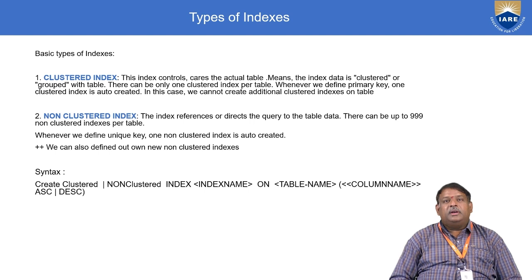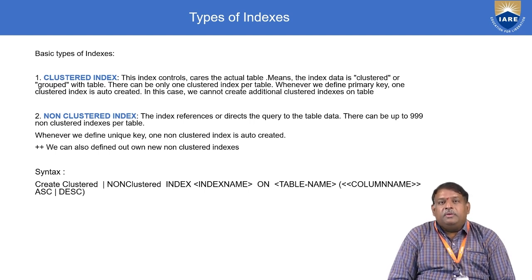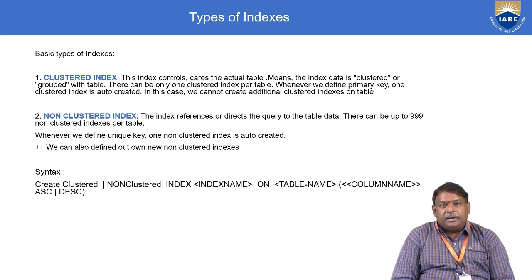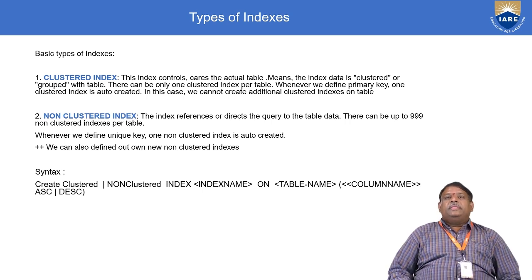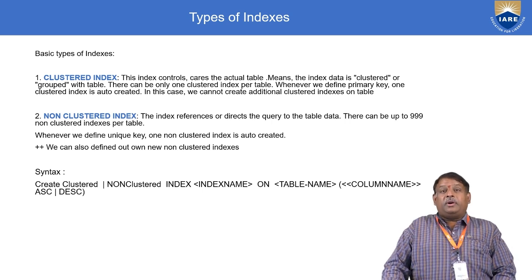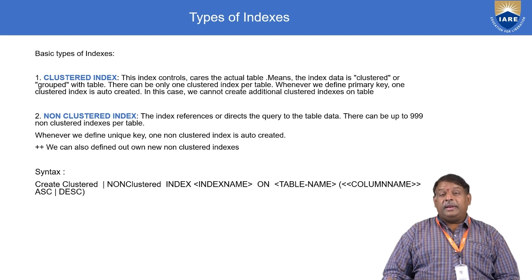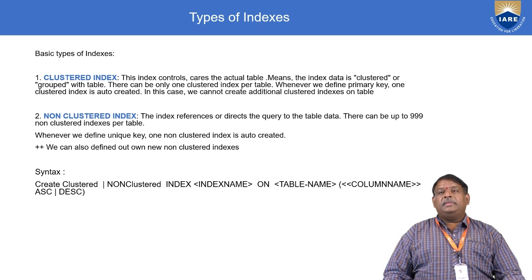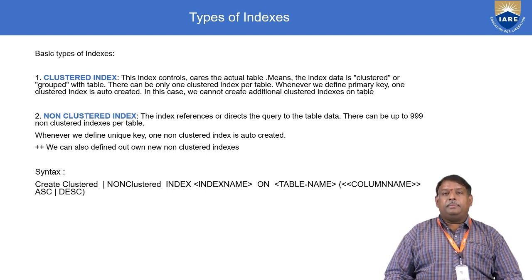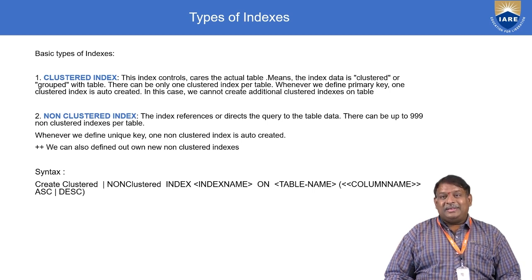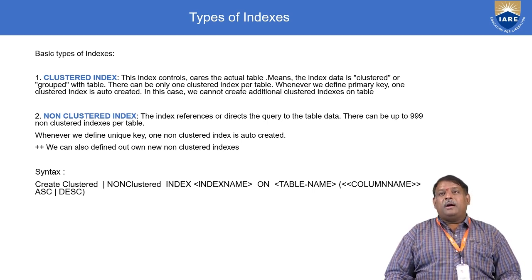Now, let us see the basic types of indexes. We have two basic types: one is the clustered index, the other is the non-clustered index. What is a clustered index? This index controls the actual table, meaning the index data is clustered or grouped with the table. There can be only one clustered index per table.